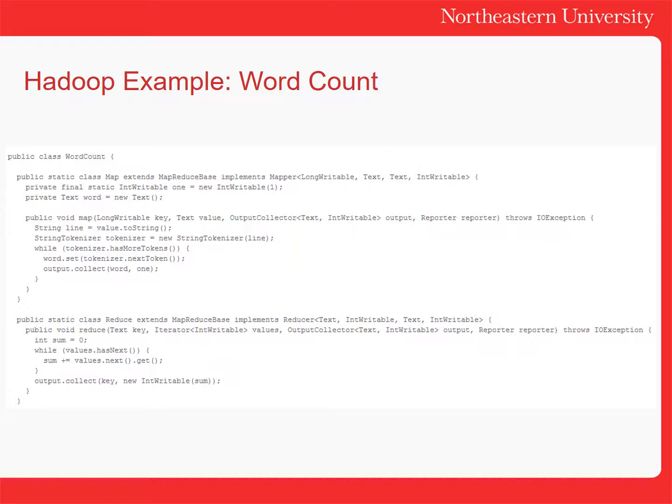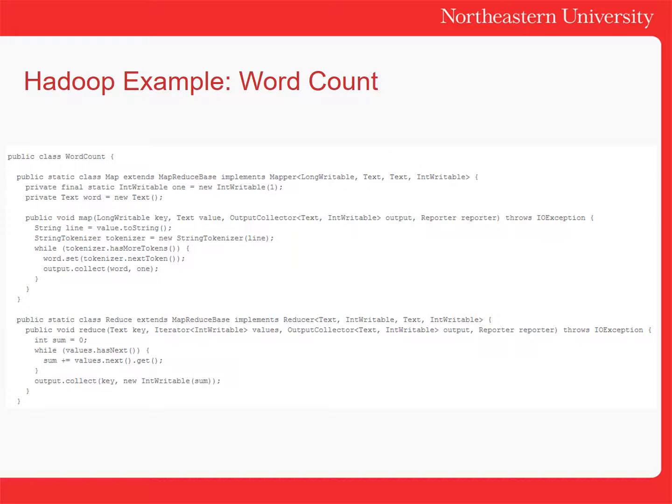There's a map function, a map method. It takes some input values, and these are the input values that are being read from the input partitions in HDFS. In this example, we input a line, we tokenize it into words, and then for every word in that line, we output the word as the key, output.collect, and the value 1, because each word is counted one time in that line.